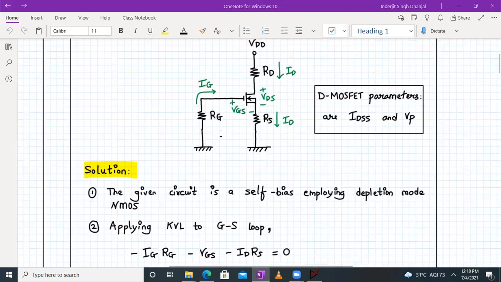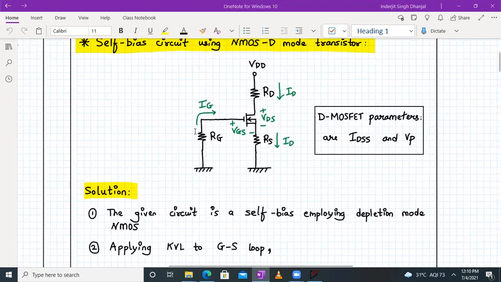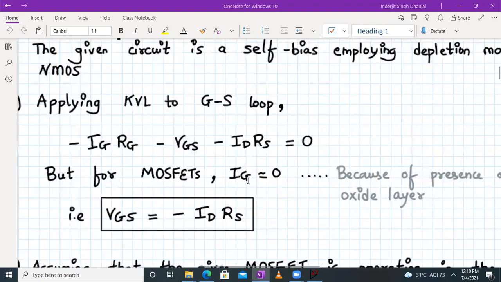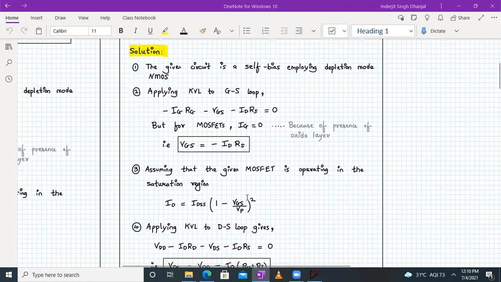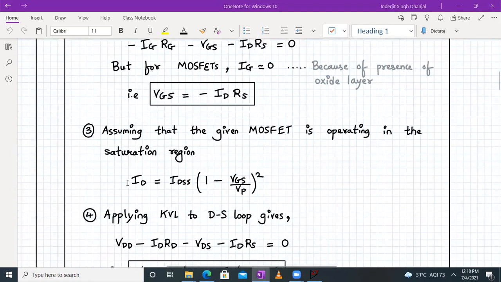Over here, the given circuit is a self bias employing the depletion MOSFET. Applying the KVL to the gate source loop gives us minus IG RG minus VGS minus ID RS is equal to 0. But for a MOSFET, IG is 0 because of the presence of the oxide layer. So VGS will be equal to minus ID RS. Now we assume that the given MOSFET is operating in the saturation region. So ID will be given by IDSS into (1 minus VGS upon VP) the whole square.